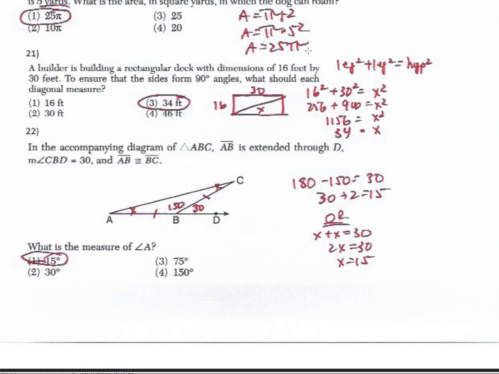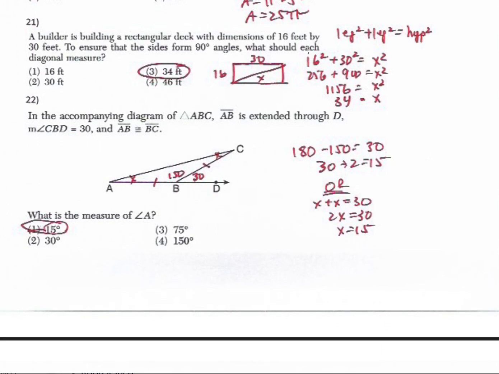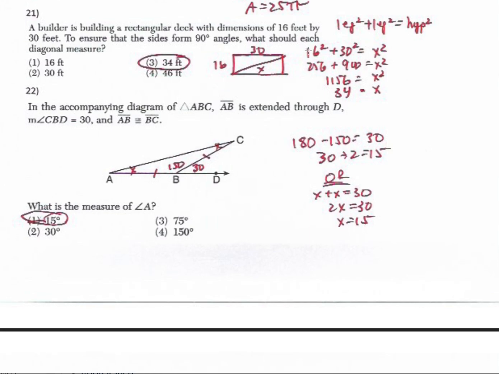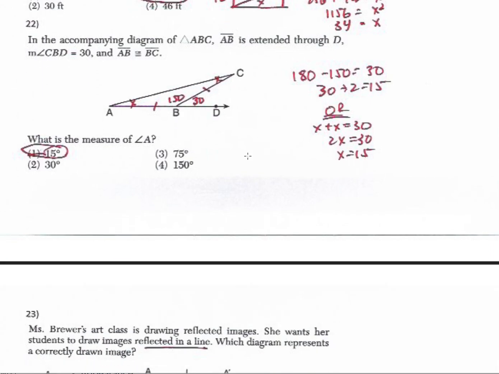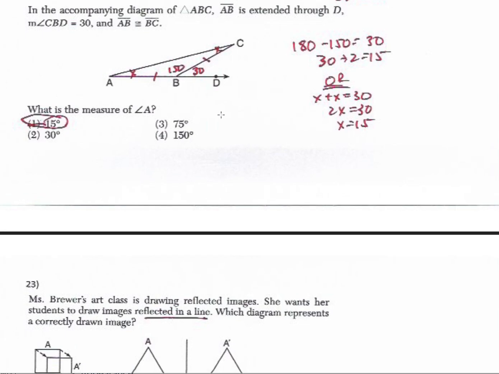Number 21. A builder is building a rectangular deck with the dimensions of 16 by 30. To ensure that the sides make a 90-degree angle, what should each diagonal measure? So the diagonal is equal to the hypotenuse. So 16 squared plus 30 squared, leg squared plus leg squared, is the hypotenuse squared, which is x squared. So 256 plus 900 is x squared. That's 1156 is x squared. 34 is x.